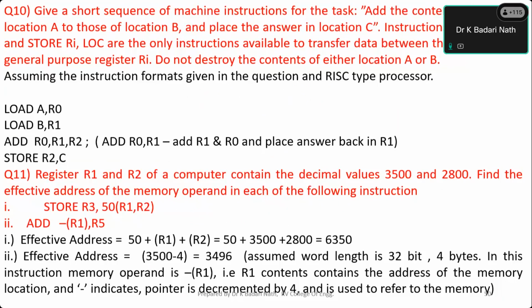So again, the answer is stored in R5. In this case, this is like a CISC architecture instruction, because why? Memory is also referred and the register is also referred.